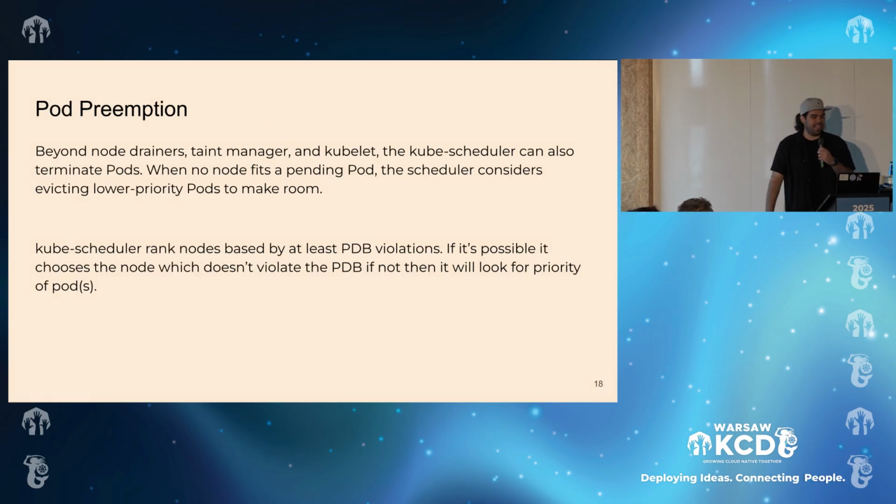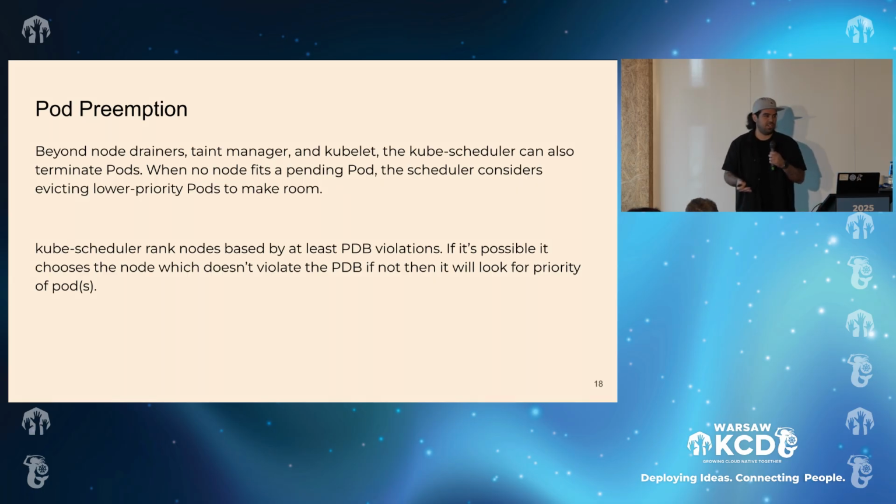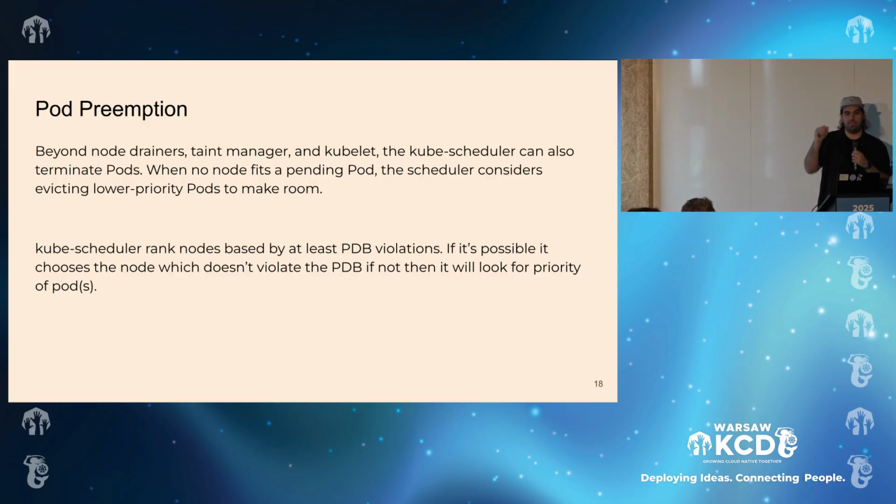The last actor that I would like to talk about is pod preemption. The kube scheduler schedules the pods on your nodes, but that's not its only job. It also terminates pods from your nodes. If a high priority pod is pending in the queue, in a pending state, the kube scheduler kicks in and tries to make some room for it. It looks for nodes running low priority pods and then considers evicting them to make room.